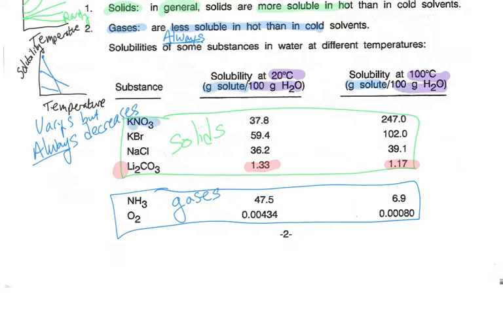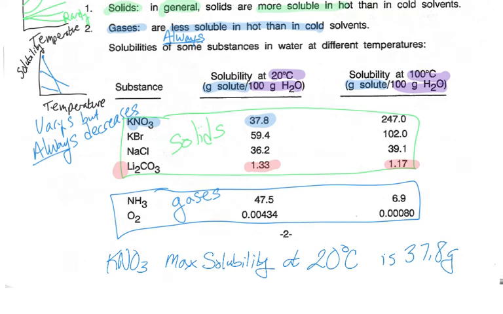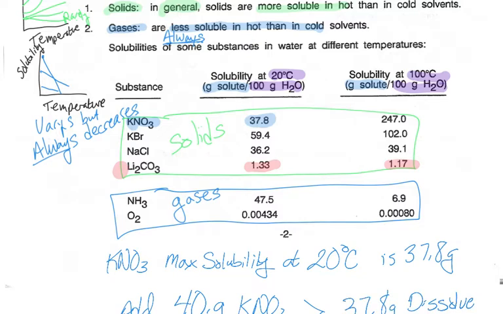If we look at KNO3, we see that 37.8 grams of solute dissolves in 100 grams of water at 20 degrees Celsius. If I try to add more in, let's say I add a little more KNO3 and I add 40 grams, what we'll see is that 37.8 grams of the KNO3 will dissolve, and the leftovers will stay in the bottom of the container. But if the temperature is raised to 100 degrees Celsius, we see that now 247 grams of KNO3 will dissolve, and so that same 40 grams will be completely dissolved.